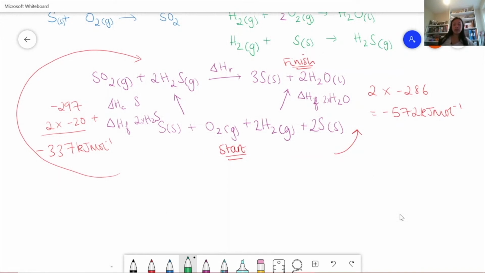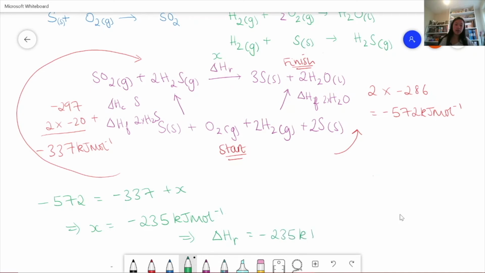So if I label this X, this way we would have minus 572, and that should be equal to this is minus 337 plus X. And so rearranging for X, we can then find the enthalpy change of reaction. So X turns out to be minus 235 kilojoules per mole. So the enthalpy change of reaction is minus 235 kilojoules per mole.